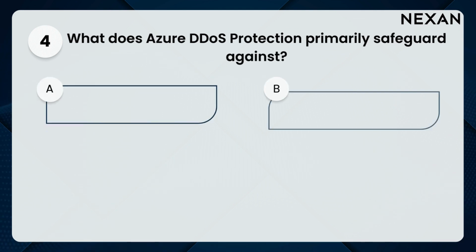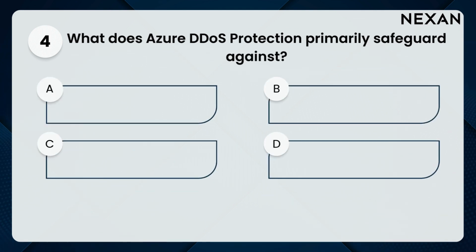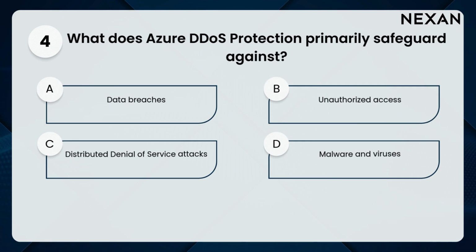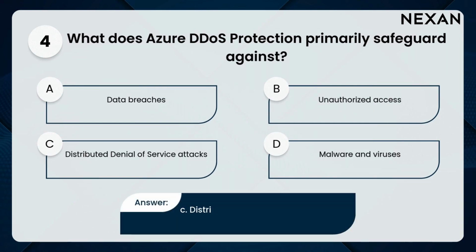4. What does Azure DDoS protection primarily safeguard against? A. Data breaches. B. Unauthorized access. C. Distributed denial of service attacks. D. Malware and viruses. Answer. C. Distributed denial of service attacks.